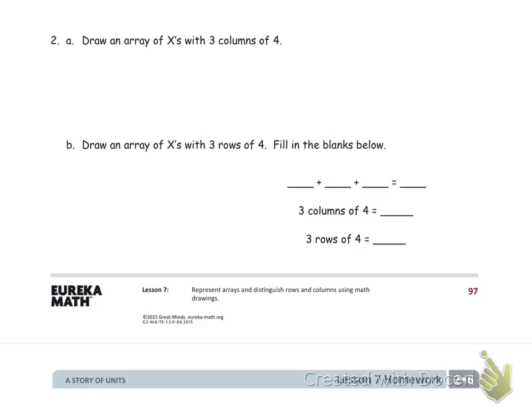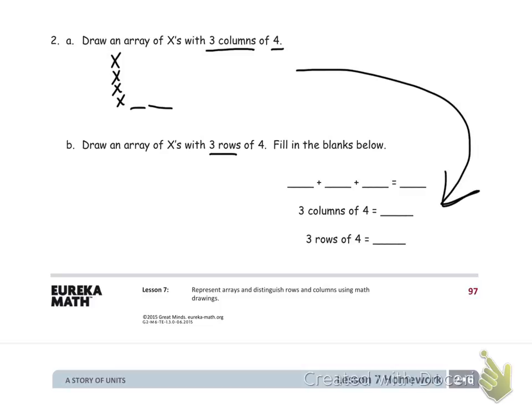Alright, so for number 2, it says to draw an array of x's with 3 columns of 4. Now remember, this is 3 columns of 4, so these are going to be going up and down, so 1, 2, 3, 4, and then you would simply draw 2 more of those right there, and then you'll be using that to answer these questions down here.